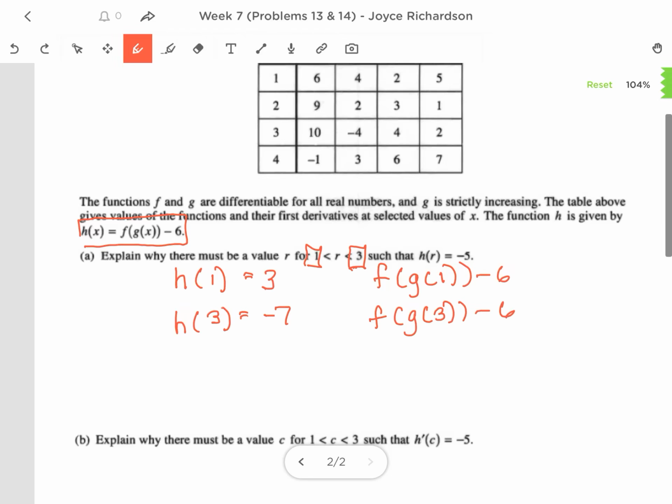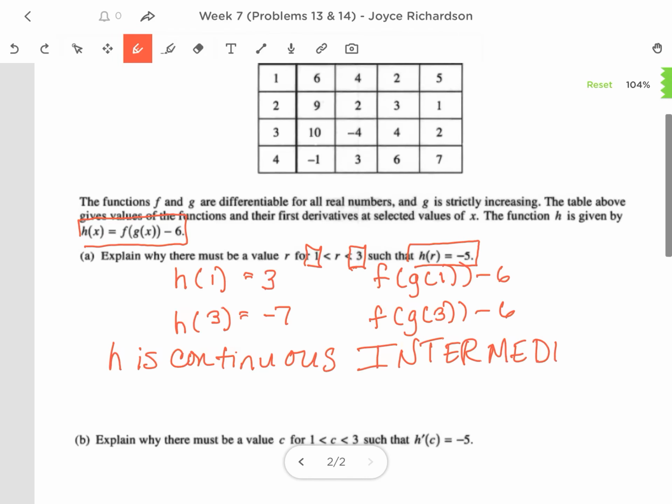Okay, now, how do I know that there needs to be a point where it's equal to? Okay, so since h is continuous, you have to decide what is going to guarantee that you will get a negative 5 for h. Since h is continuous, remember it is the intermediate value theorem. A lot of you did a great job of explaining that yes, negative 5 has to be reached, but you didn't tell me why.